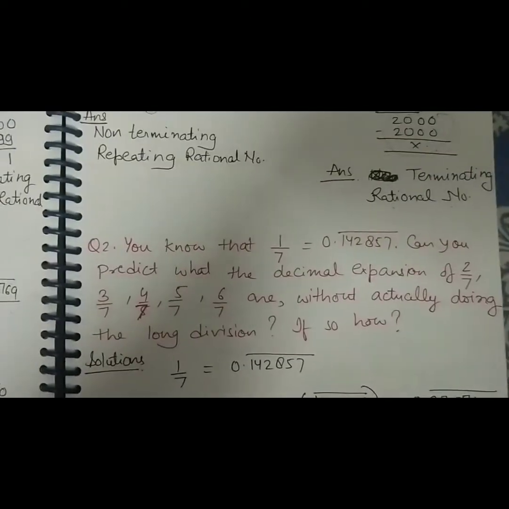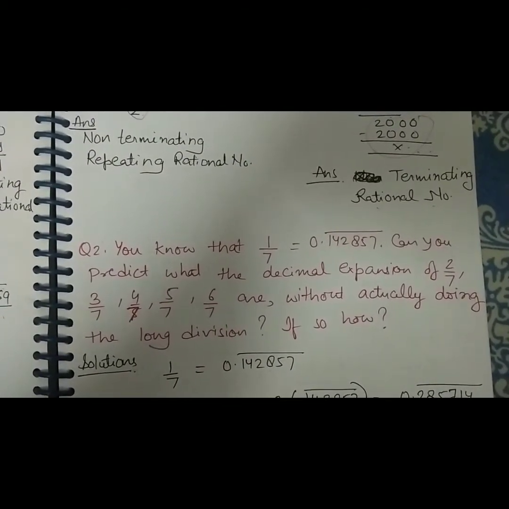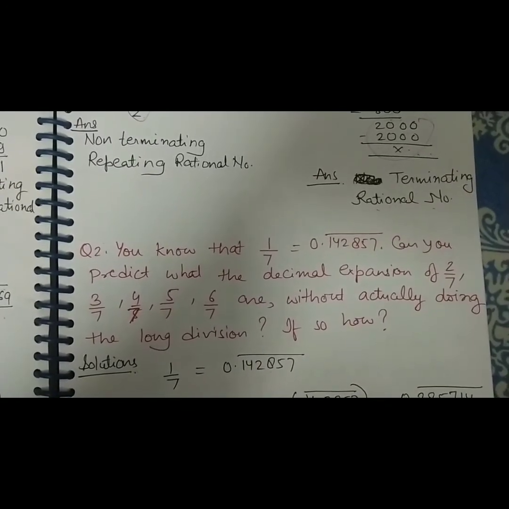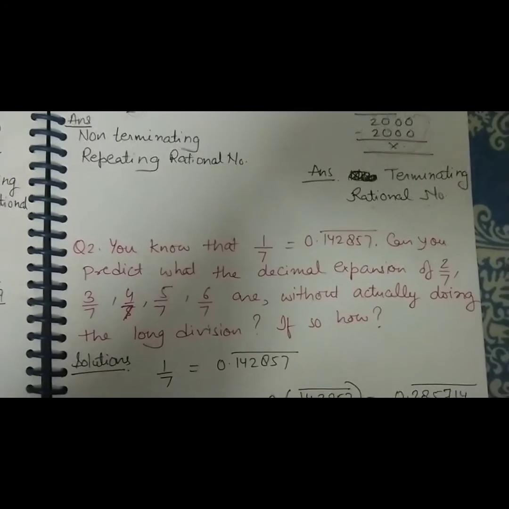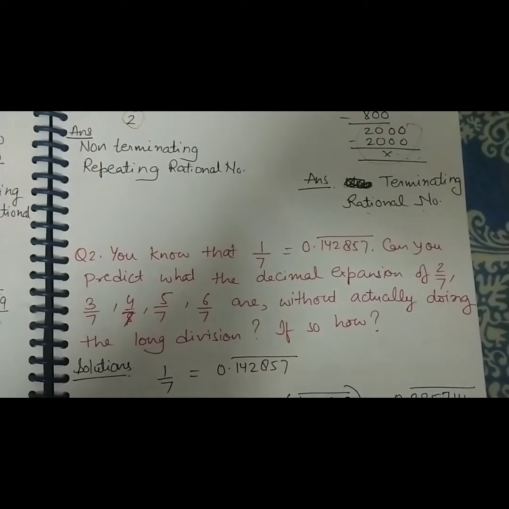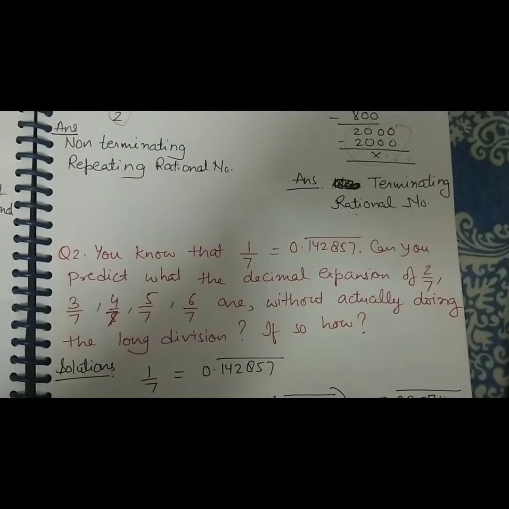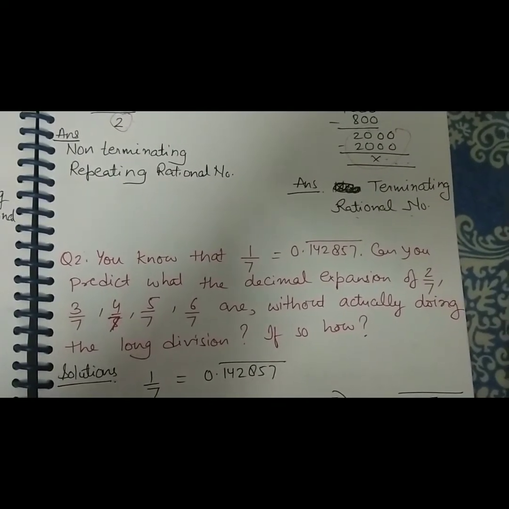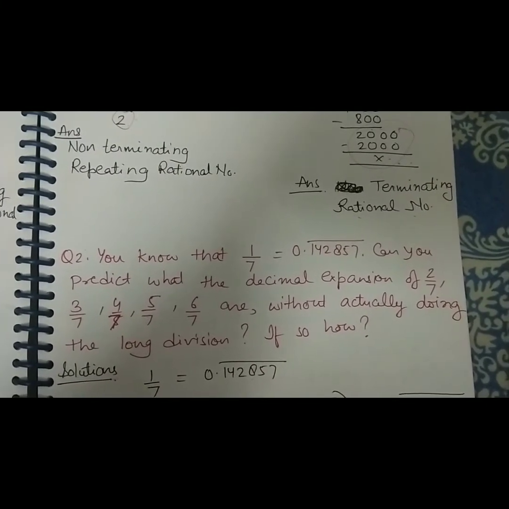Let's move towards question number 2. It says, you know that 1 by 7 is equal to 0.142857 bar. That means it keeps on repeating. After 7, again we will get 142857. So the question says, can you predict the decimal expansion of 2 by 7, 3 by 7, 4 by 7, 5 by 7 and 6 by 7 without actually doing the long division?